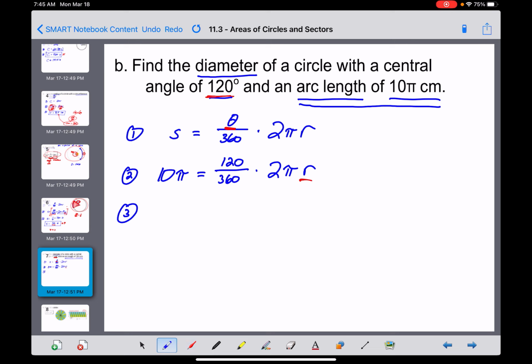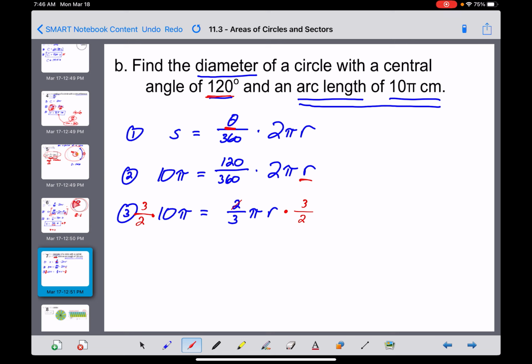So how are we going to do that? I'm going to leave the left side alone right now and just make it 10 pi, and I'm going to clean up the right side a little bit. 120 over 360, grab your calculator if you need to, but that becomes 1/3. And when I multiply 1/3 times 2 pi, I'm going to get 2/3 pi with an r right there. Now, trying to get the r by itself, what I'm going to do now, guys, to get rid of 2/3, rather than dividing by a fraction, I'm going to multiply by its reciprocal, which is 3 over 2. And I'm going to do that exact same thing on the right side as well.